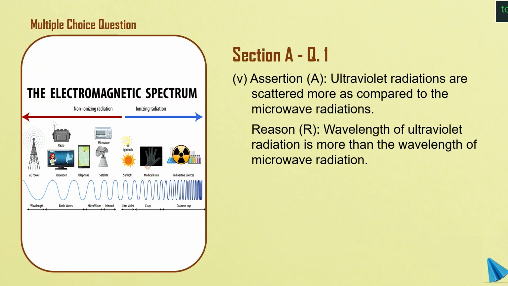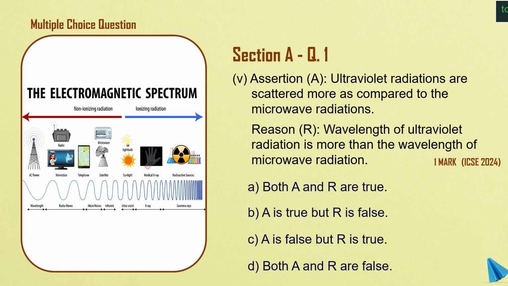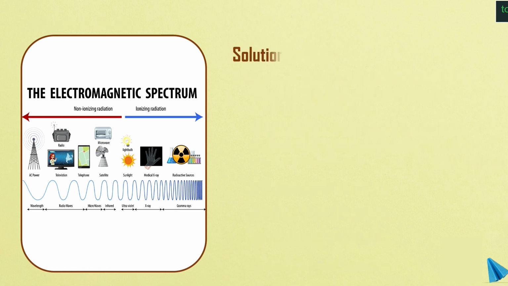This is an assertion reasoning question. It says ultraviolet radiations are scattered more as compared to the microwave radiations. That is the assertion given. The reason for this is given, which is wavelength of ultraviolet radiations is more than the wavelength of microwave radiations. So four options are there: A, both A and R are true. Second is A is true but R is false. Third is A is false but R is true. And D is both A and R are false.